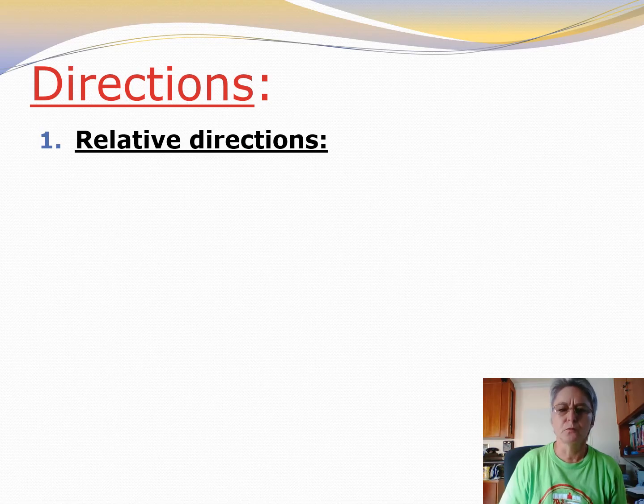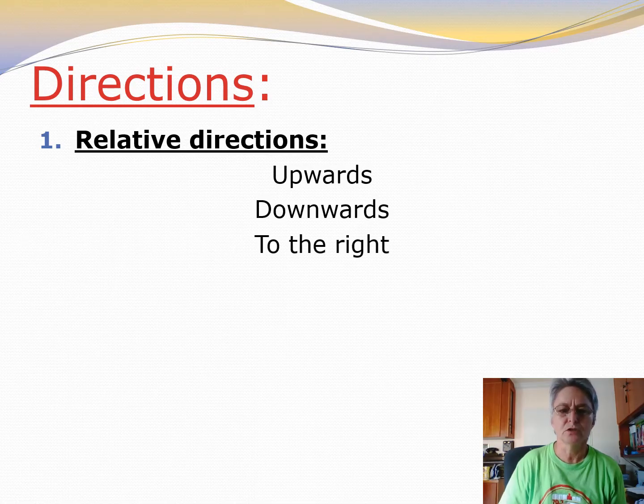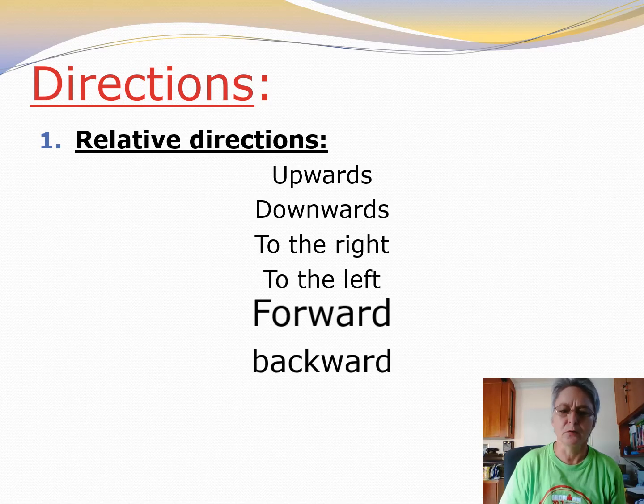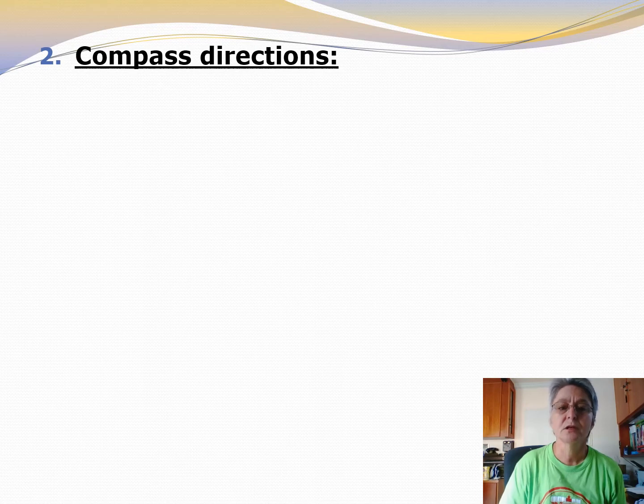So first of all, we get relative directions. That would be upwards or downwards, or to the right or to the left, or forward or backwards. Those are relative directions. So in the question, they could give you these directions.